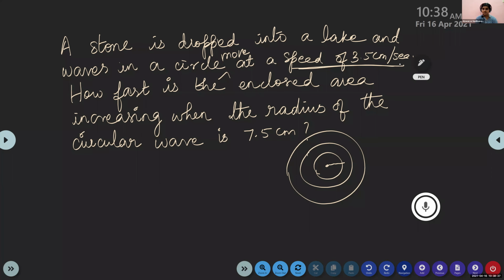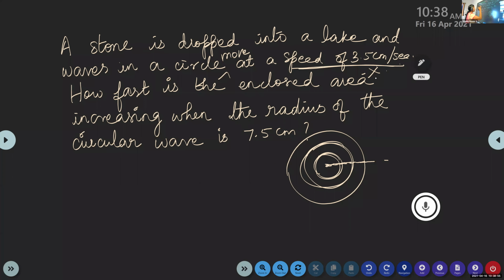Is the circumference of the circle increasing? Look at here. The circle is moving. Initially it will be here, then it is here. Means what is going on? Increasing. What is changing there? Radius. Is it clear? This is the important point here.